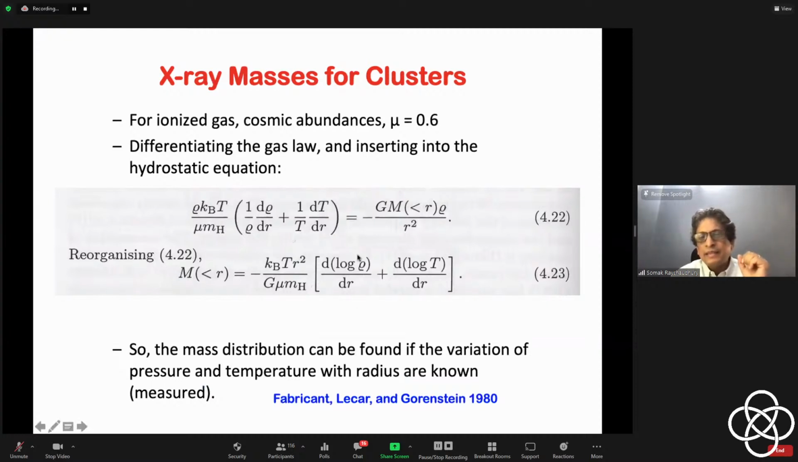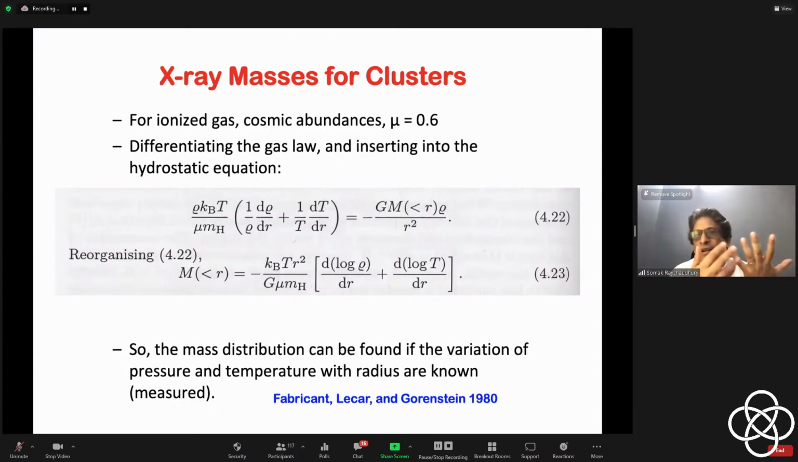And in these measurements of dT/dr, you are fitting a model of thermal Bremsstrahlung to the gas to find the temperature from what you see, which is essentially the number of X-ray photons, and you can measure their energy, so you know their spectrum.